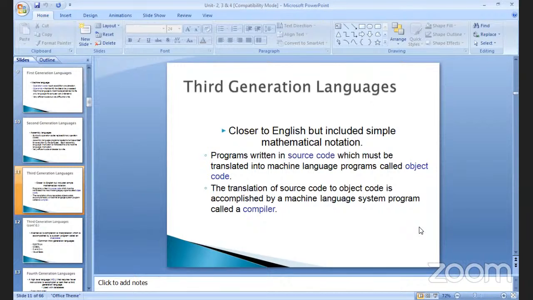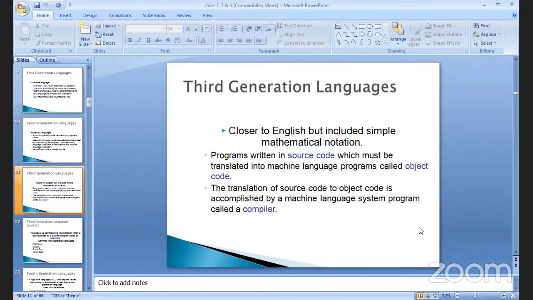And coming to the third generation languages, they are close to English. What we use here are simple mathematical notations. The program is written as source code, which must be translated into machine language programs, called object code. The translation of source code to object code is accomplished by a system program called a compiler.